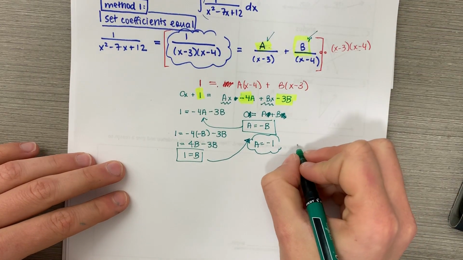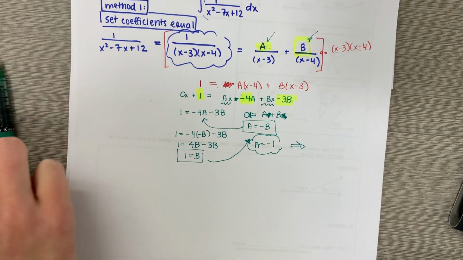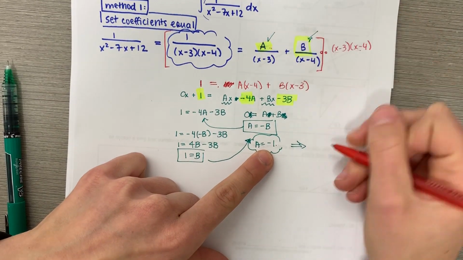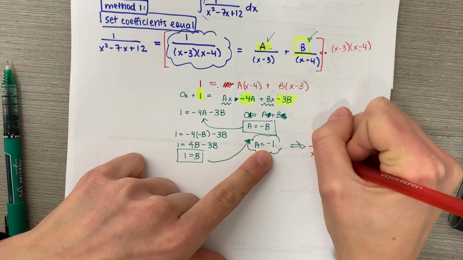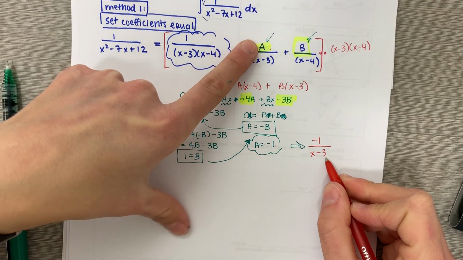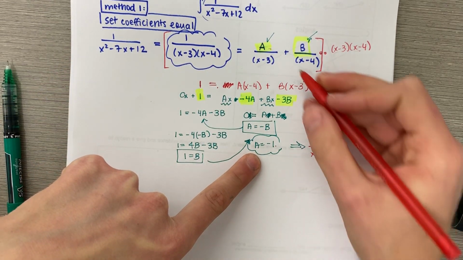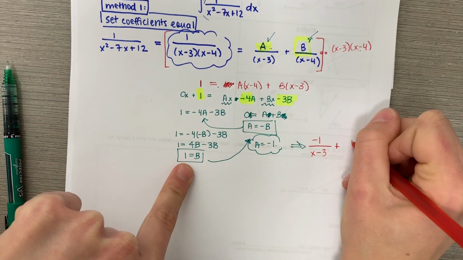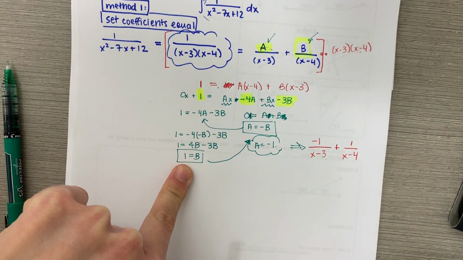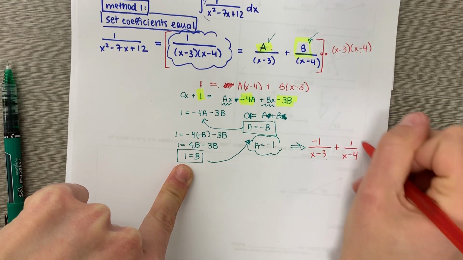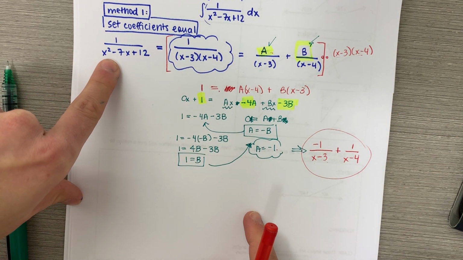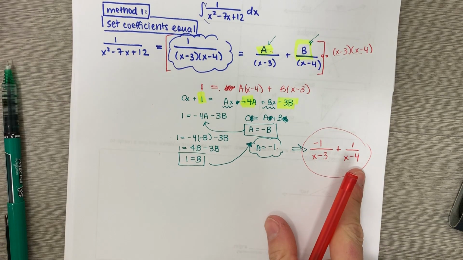And something that we have to be careful with is making sure that a, this negative 1, goes over the fraction that has x minus 3 in the denominator. So just check to make sure, okay, a, yep. And then plus b was 1 over x minus 4. Okay, so that is how we decomposed the original 1 over x squared minus 7x plus 12 into two separate fractions.